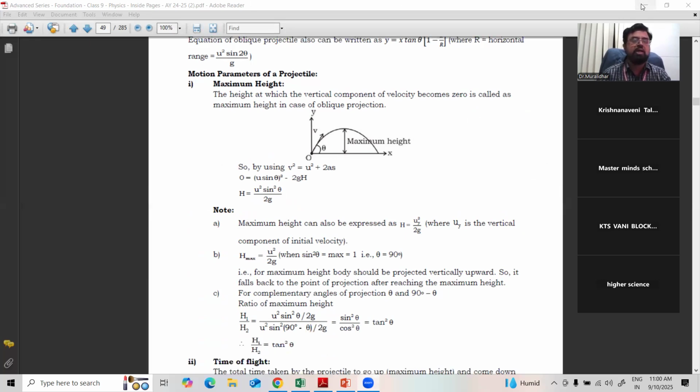Now, some parameters we have to calculate. When a body is in motion, there are some values you need to calculate, that is maximum height. So, what is maximum height? Here, a body is projected from 0. After reaching maximum height, it will come down and again touch the ground. So, if you want to calculate the formula for maximum height, the height at which the vertical component of velocity becomes 0 is called maximum height. Here, v becomes 0, the vertical component, u sin theta becomes 0.